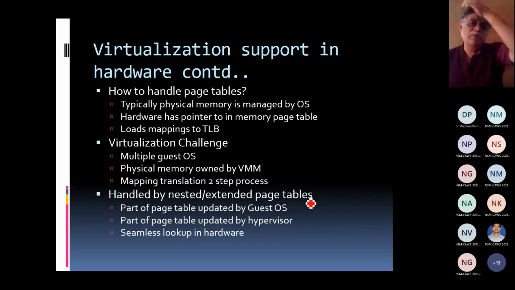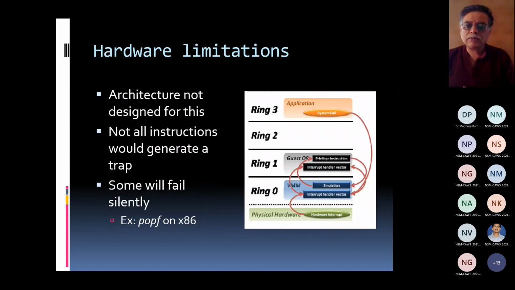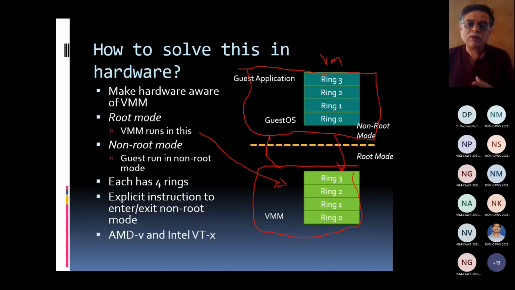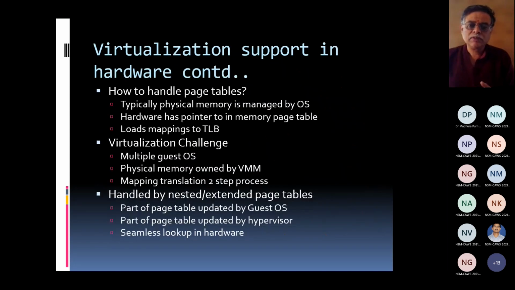The next problem happens is you learned earlier about page tables. So the challenge is now that the guest OS also has page tables, right? So any page translations that are being done should be done by the guest OS, right? But the virtualization challenge is you could have multiple guest OS, and physical memory is really owned by the VMM.